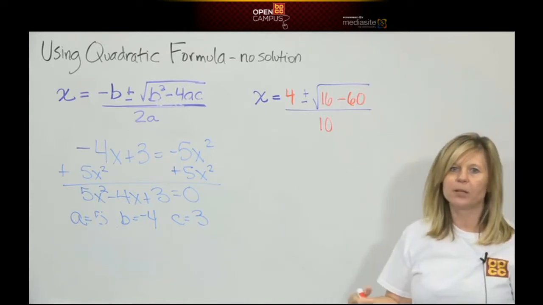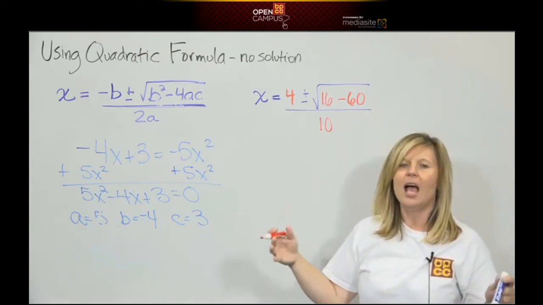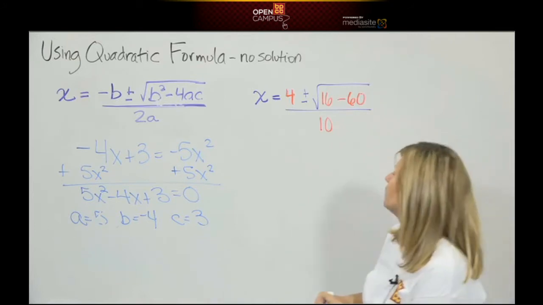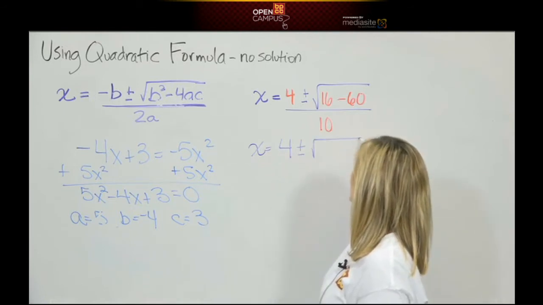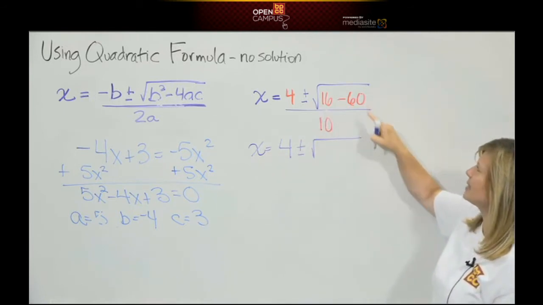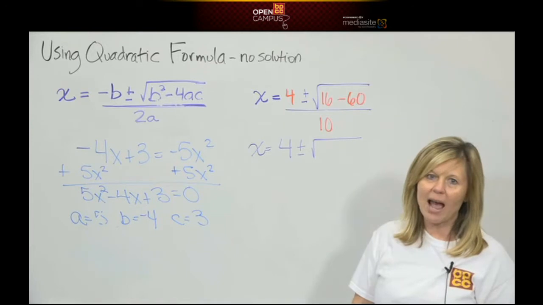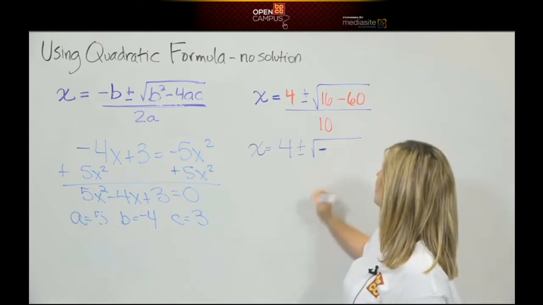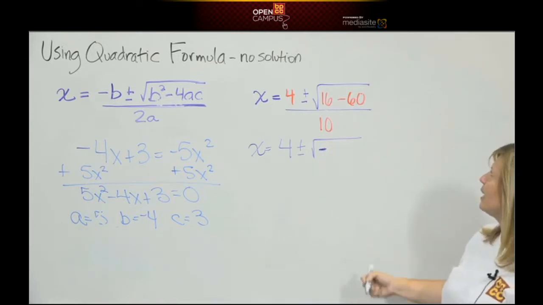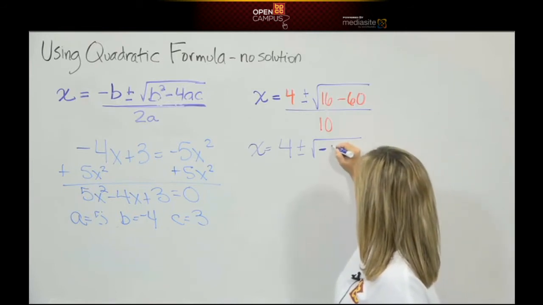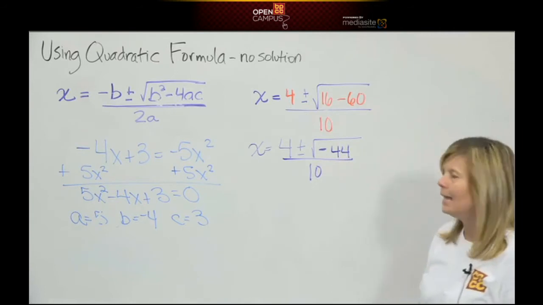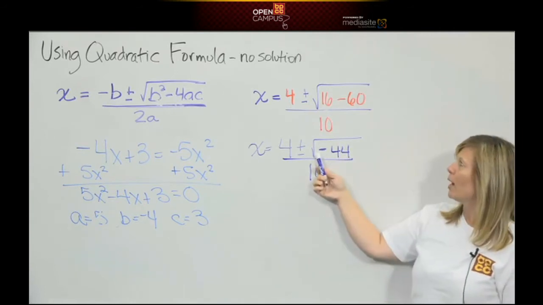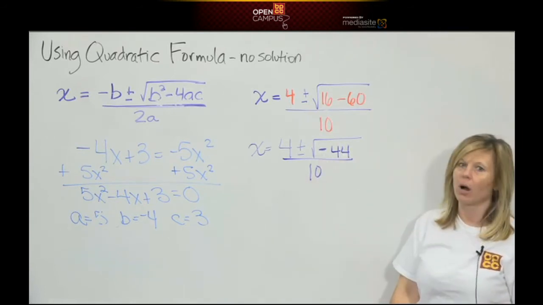So we're going to follow, please excuse my dear Aunt Sally, and do what's inside the grouping symbol. So we write x equals 4 plus or minus square root of 16 minus 60. Well, if I subtract, I know I'm going to get a negative number. And if I subtract 16 from 60, I should get 44, so negative 44 over 10.